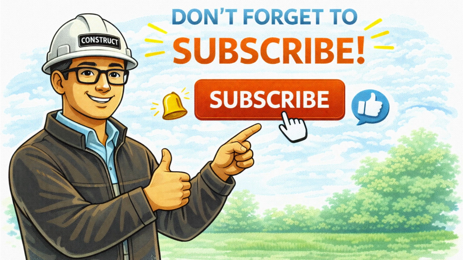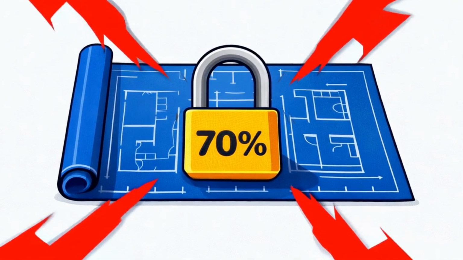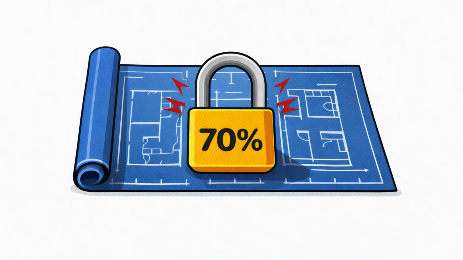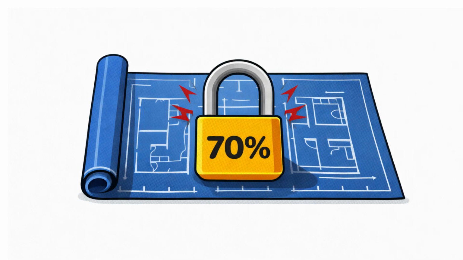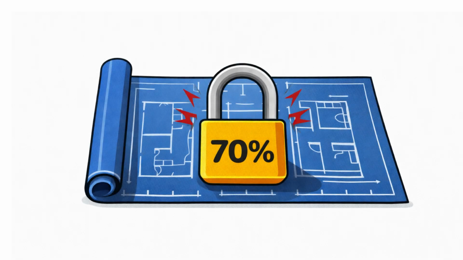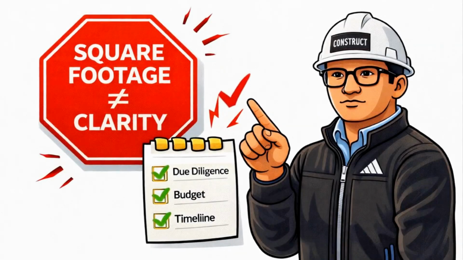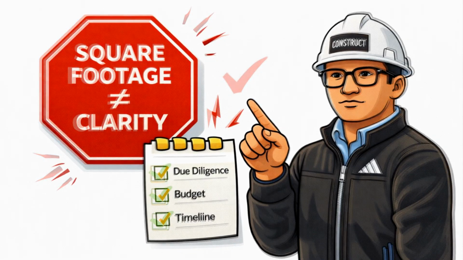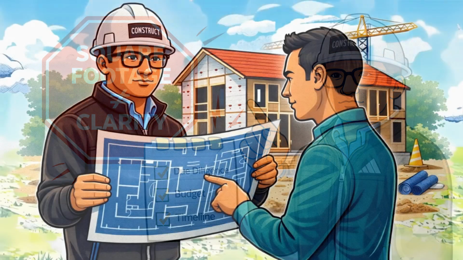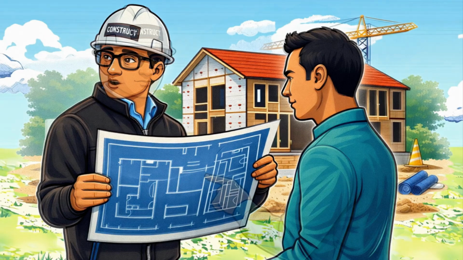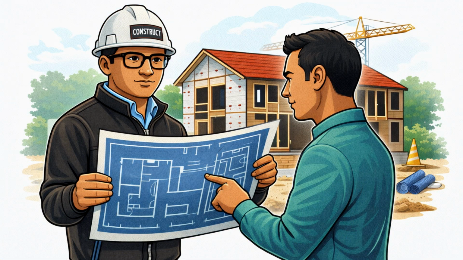Now here's the most important concept, the 70% rule. Most of your cost is locked before construction begins, not because you paid it, but because your decisions created it. Design phase determines foundation system, structural system, roof geometry, plumbing layout, window sizes, electrical routing, finishing level. Once drawings are approved, flexibility disappears. If you change later, cost becomes exponential.